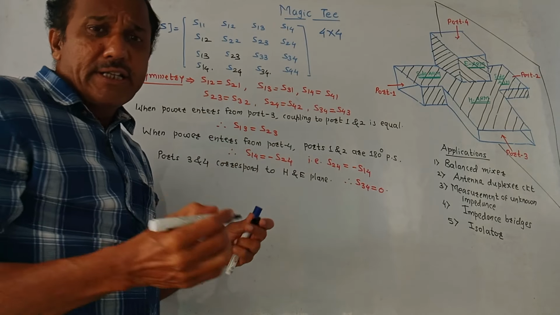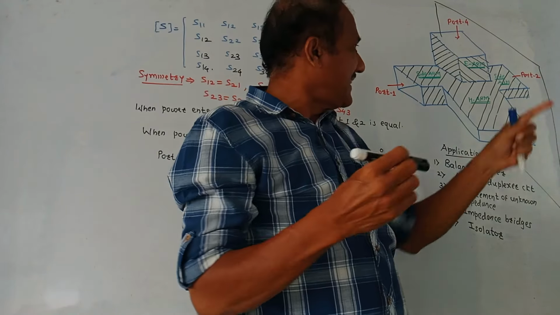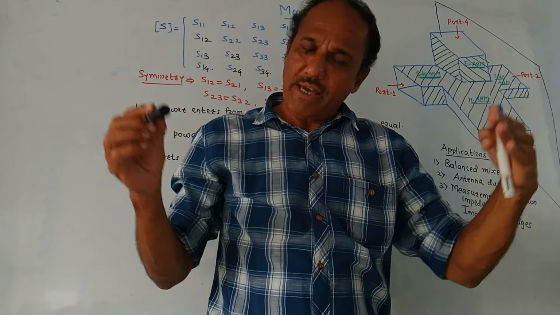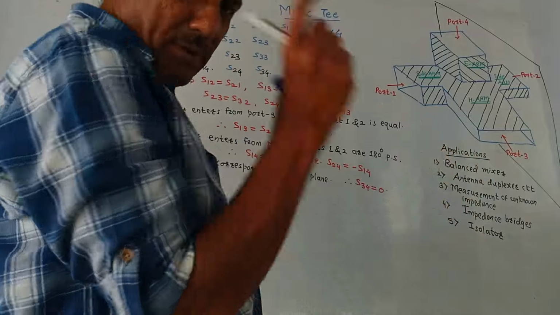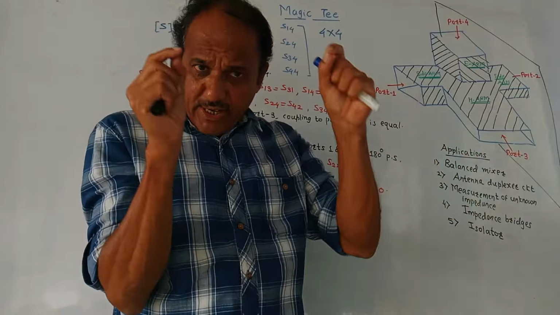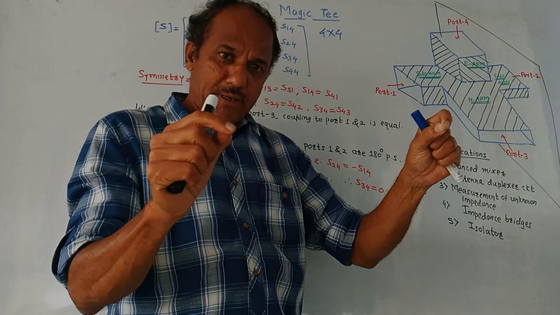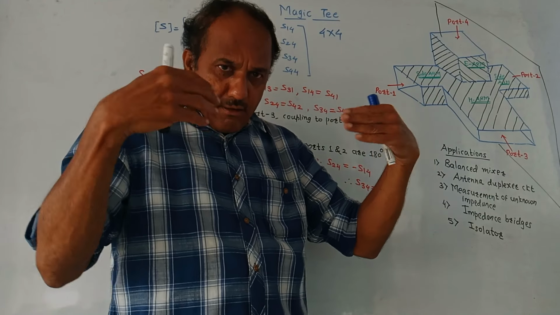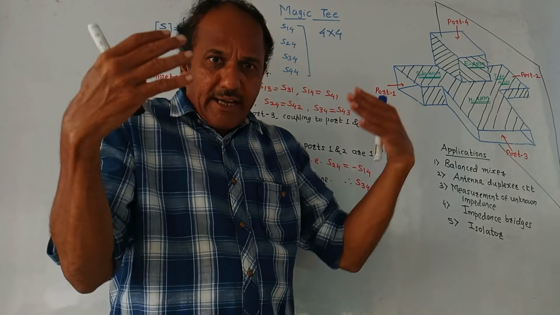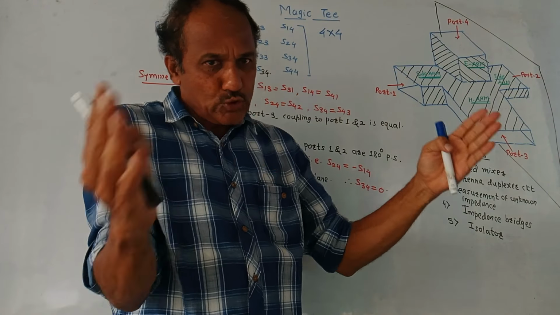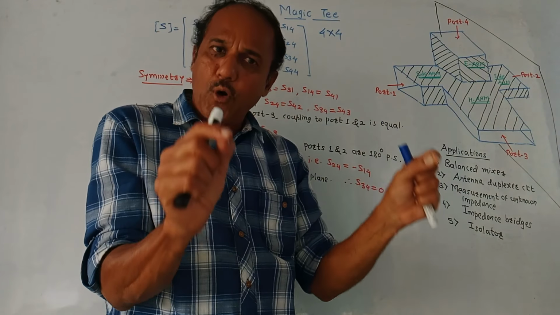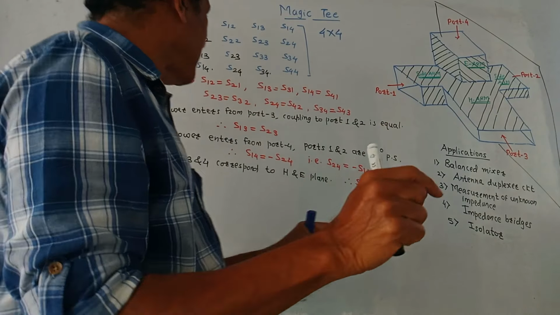Now, just now we discussed there are two arms, E arm and H arm, because magic T is combination of E and H plane T. Do remember the basic concepts. Whenever you are using E arm or magic T, then in that case the power is getting divided into two side arms and the waveforms are phase shifted by 180 degree.